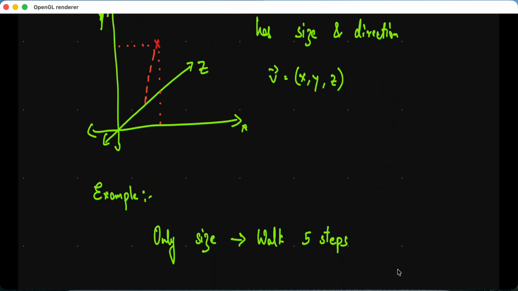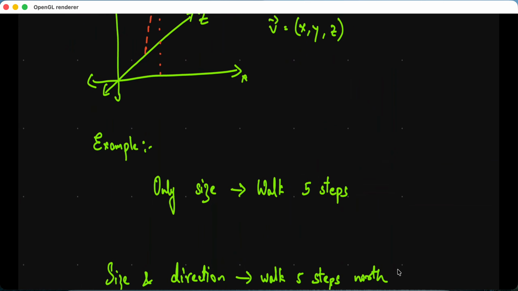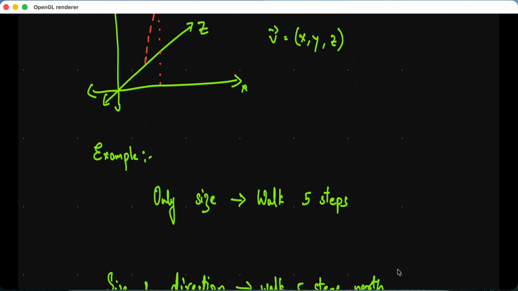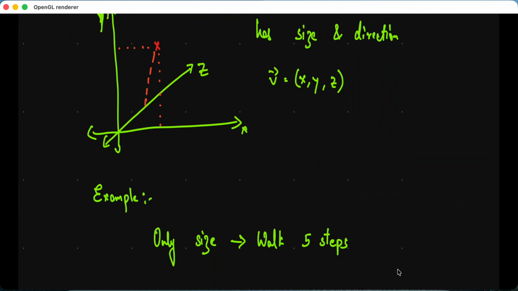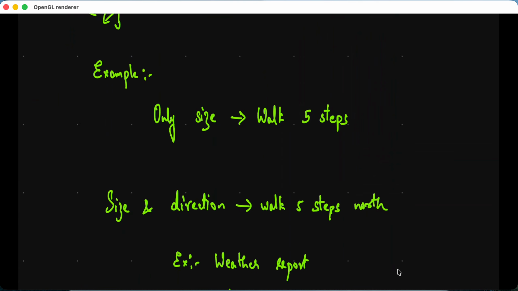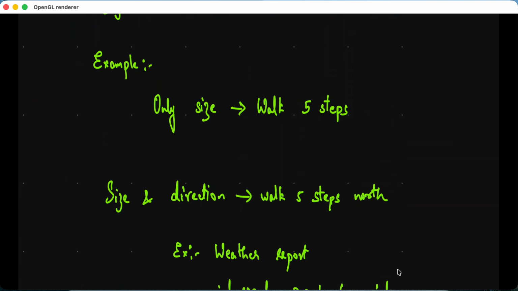So with a vector you have direction, in which direction to move, and also the magnitude or the size, so that you can move that many steps forward in that direction. Let's say if we are only told to walk 5 steps, that means we only have the magnitude or the size. So moving 5 steps, but in which direction? Let's say east, west, north, south. So it should be determined.